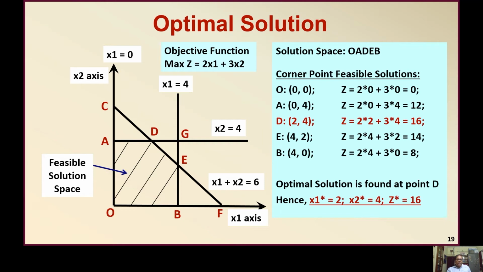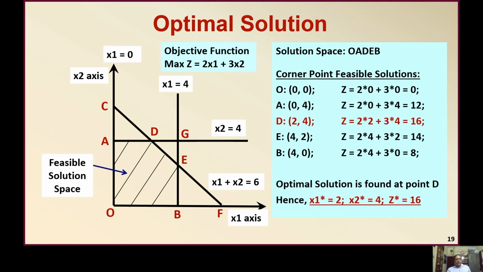What is the value at E? The value at E is 4, 2. Why 4, 2? Because it cuts the x2 equal to 4 line and the x1 plus x2 equal to 6 line. Since x2 equal to 4, we can put that x2 equal to 4 here and we can get x1 equal to 2. So that value should be, E should be therefore, I'm sorry, x1 equal to 4. And if x1 equal to 4, then x2 should be 2.